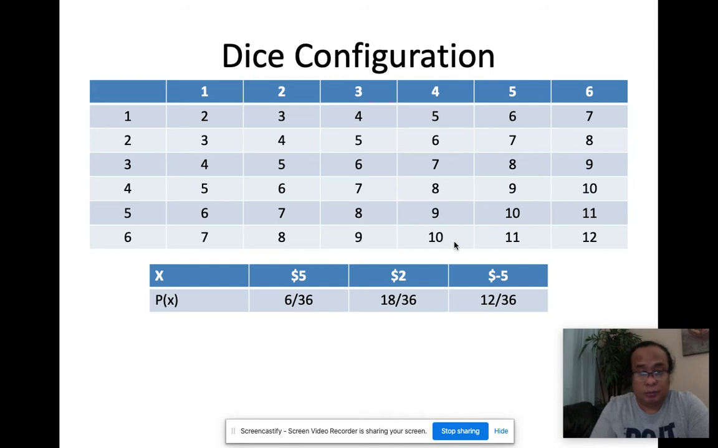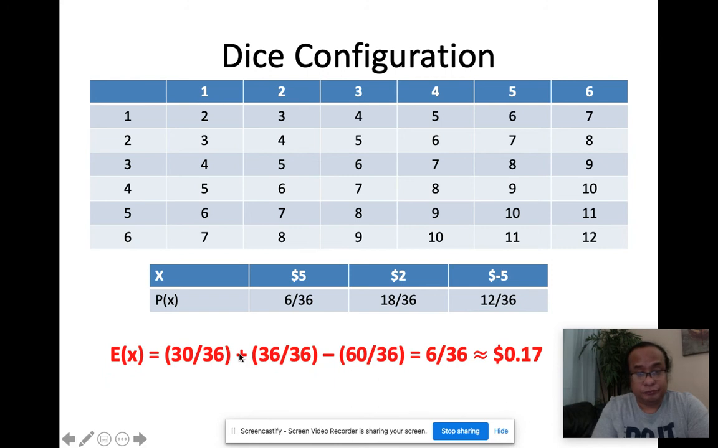So once you have the probability distribution, all you have to do is simply multiply them. If I multiply them and add them after that, I get 30 out of 36, 36 out of 36, and 60 out of 36. So this 0.17 is basically the amount that you are winning. If you continue to play the game over and over again, your average winning would be about 17 cents. So this is the maximum amount that you have to pay to break even. So this answers those two questions.